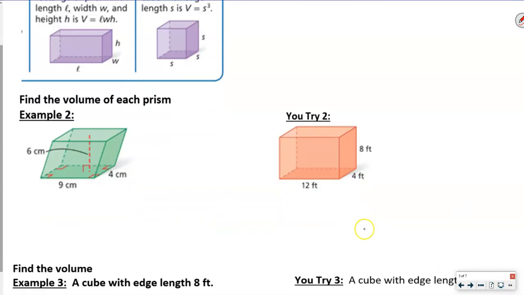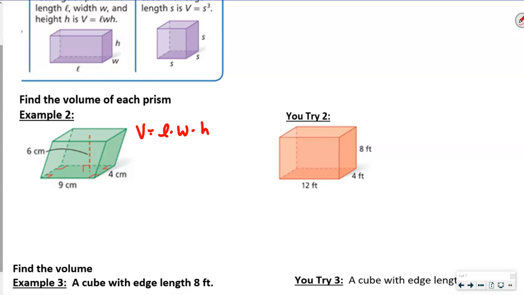So let's go ahead and look at this one. Again, our volume is equal to length times width times height. And this one is not on your formula sheet. So this is the one you're going to have to remember. The prism and the cube are the ones you're going to have to remember. The rest of them are on the formula sheet, okay?